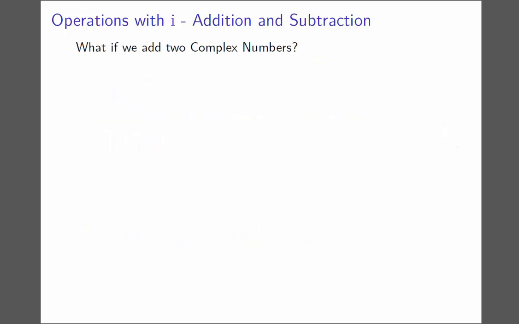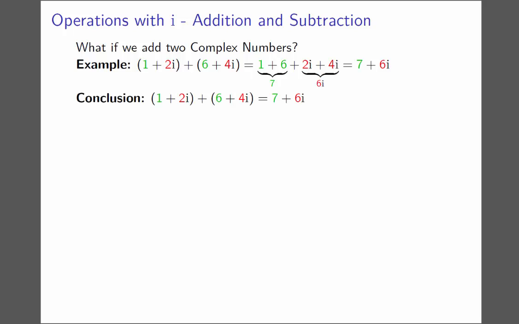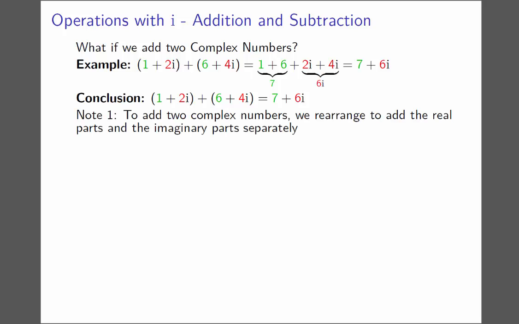So, what if we add two complex numbers? For example, what if we have 1 plus 2i plus 6 plus 4i? Well, we're only adding here, so we can add in any order. We can do 1 plus 6 plus 2i plus 4i. Now we know 1 plus 6 is 7, and we just found that 2i plus 4i we can add to get 6i. So we have 7 plus 6i. So we found that 1 plus 2i plus 6 plus 4i equals 7 plus 6i. And we computed this by adding the two real numbers and adding the two imaginary numbers separately.